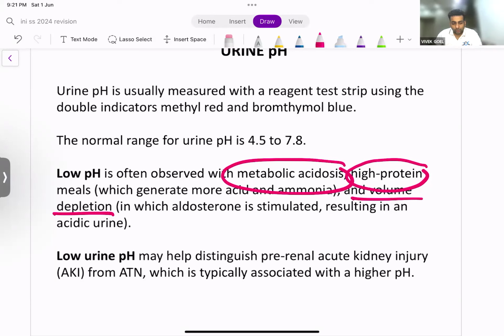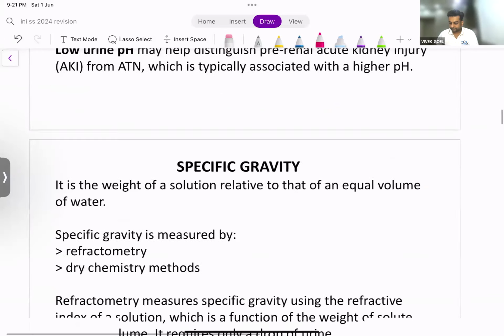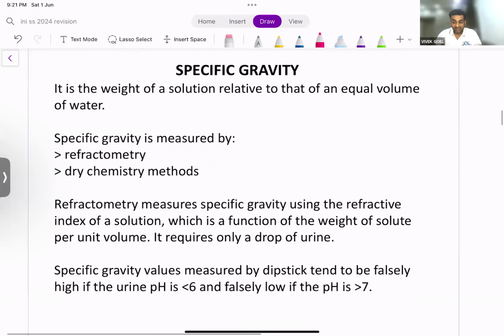Now, low urine pH may help you in distinguishing a prerenal AKI from ATN, because an ATN is usually associated with a higher pH, whereas prerenal AKI is associated with a lower pH, as I told you, due to increased aldosterone production in the body. I hope this is clear to you.